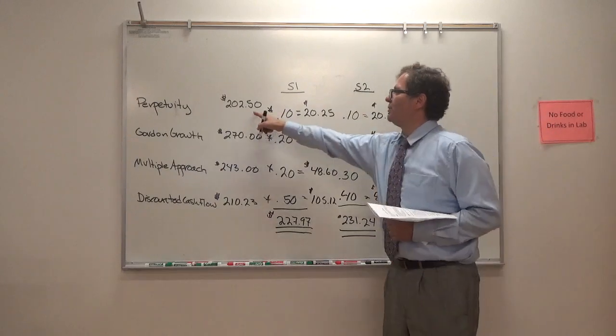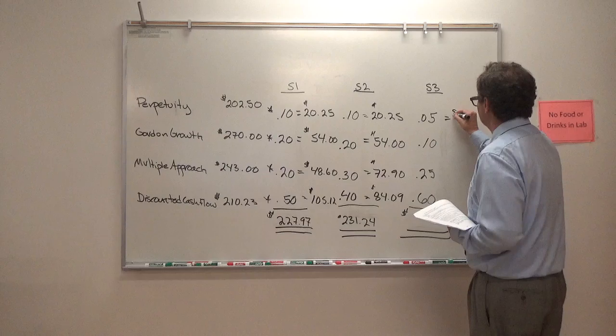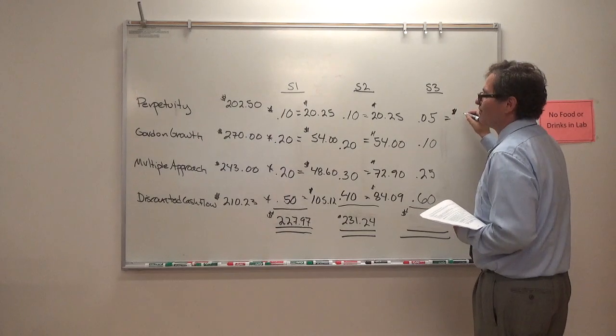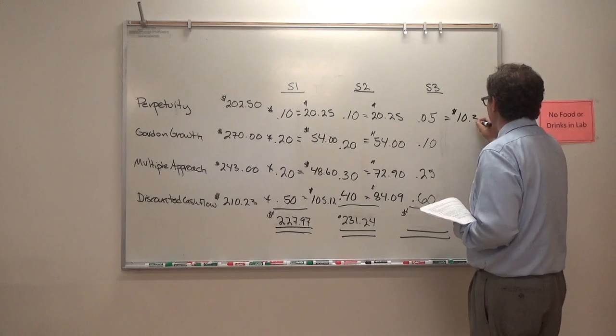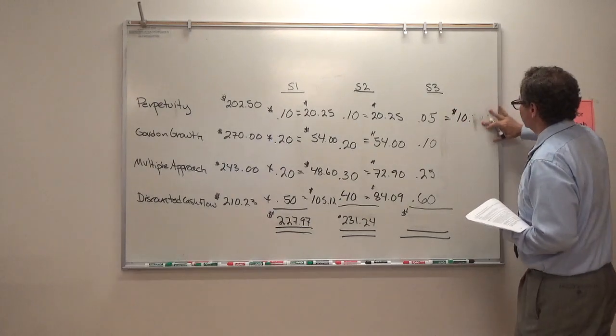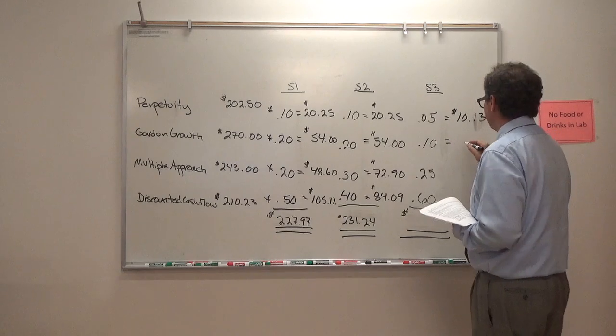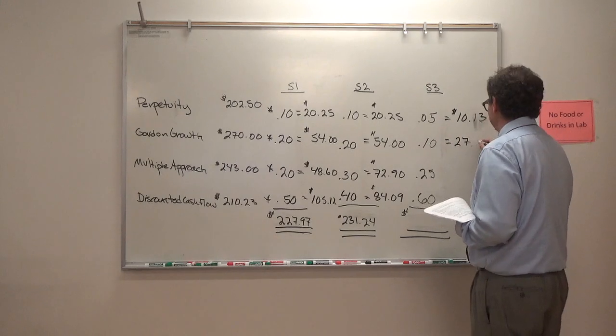And what is 202.50 times 0.05? 10.13. Is that correct? 10.13. Got it. And we know that this is what, 27.00?